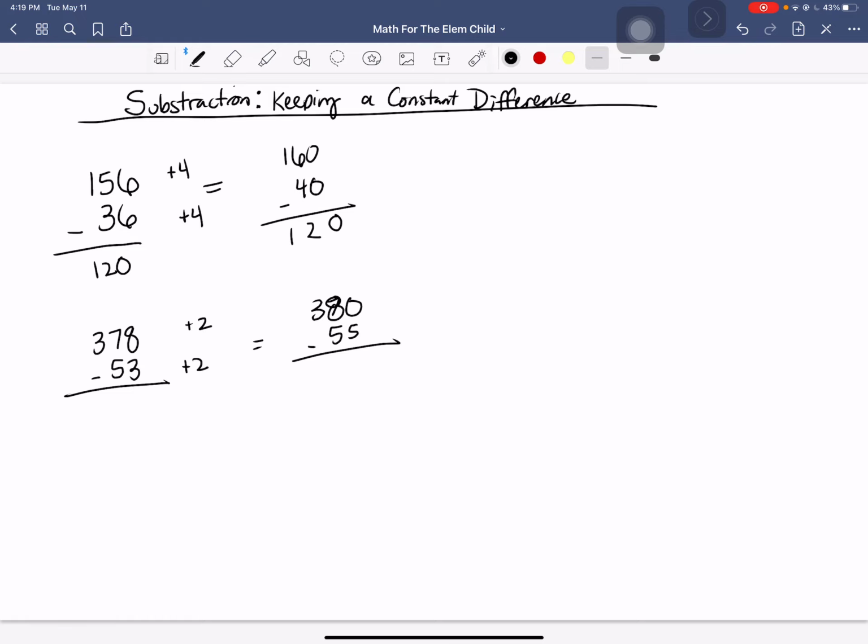And then, if I was to borrow, I can add again, and I think that would be easier, so we don't have to borrow. So if I add a 5 to make 55 into 60, then I have to add a 5 up top, they have to stay constant, I will get 385 subtracted by 60, and now I do not have to borrow.